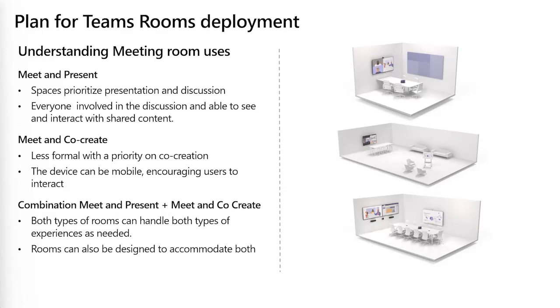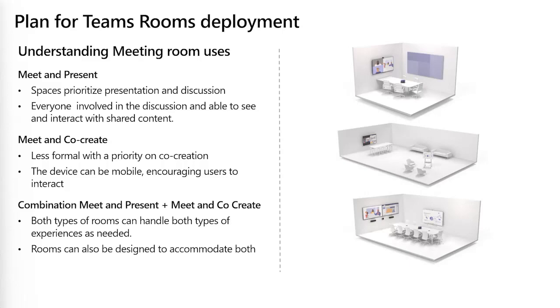A lot of organizations are demanding flexible environments now where wheels are underneath tables and chairs, so you can easily move the room around. And for the meet and present room types, presentations and discussions are featured, and everyone can see and interact with shared content. Another space type is meet and co-create. So this could be mobile as well, the device. So we've got a Surface Hub there on wheels. We could combine those, so meet and present and meet and co-create.